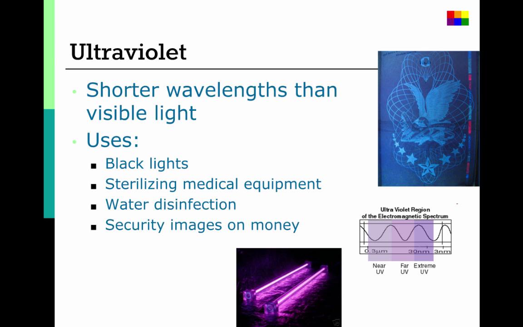This is also security images on money. This is sometimes why you'll see banks or in movies them running a black light across the money, because there are security images on the money that can only be seen in ultraviolet light. This is also the bad one. This causes sunburns.